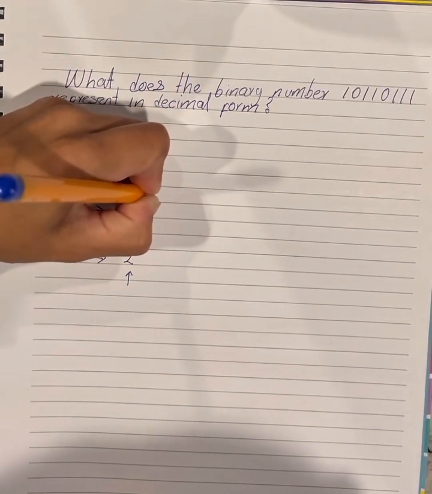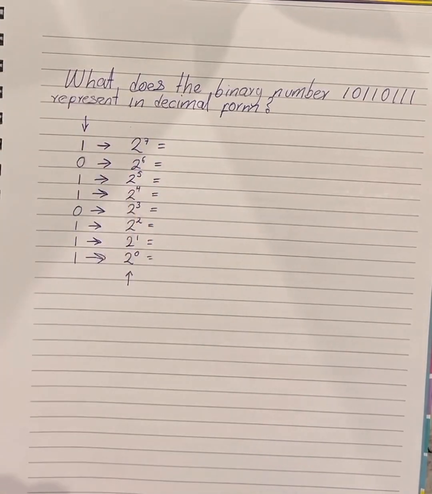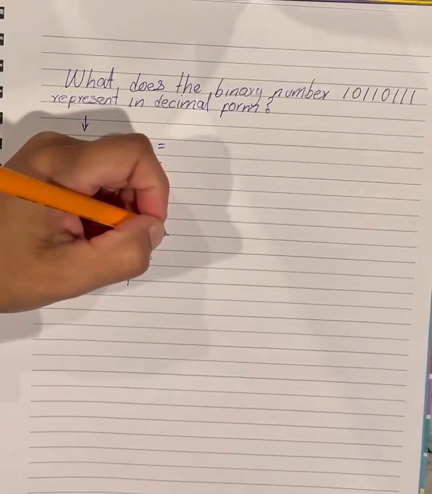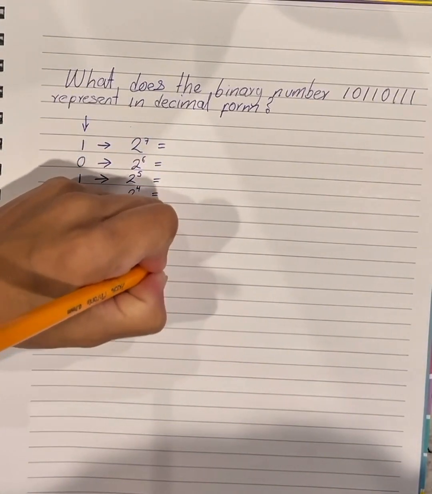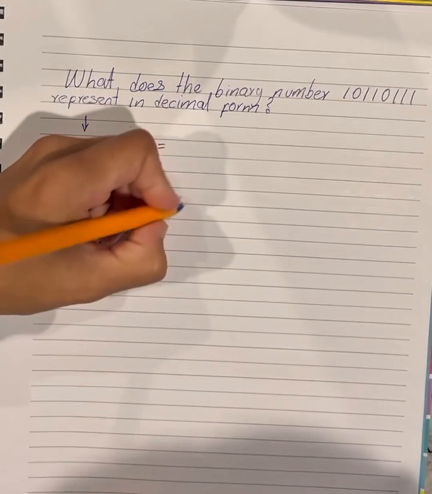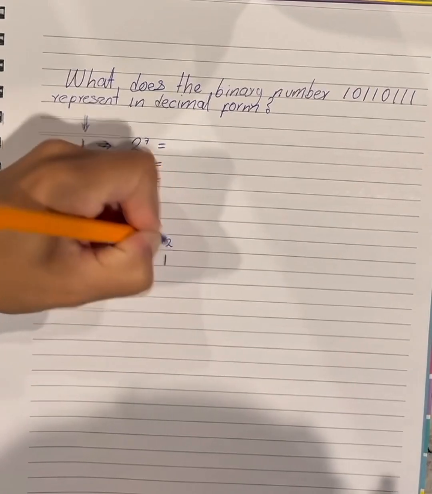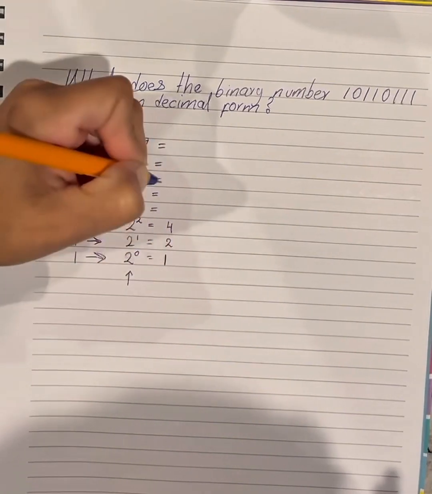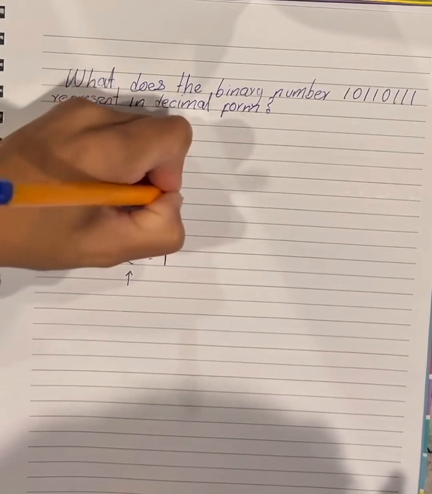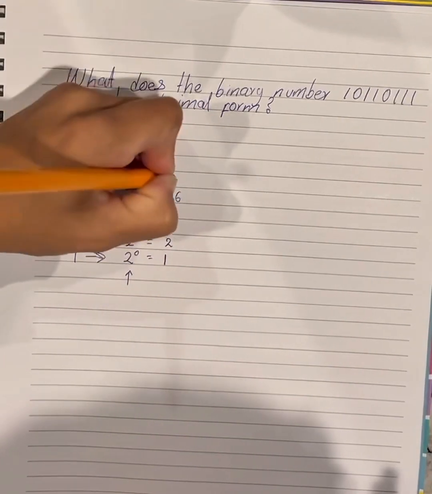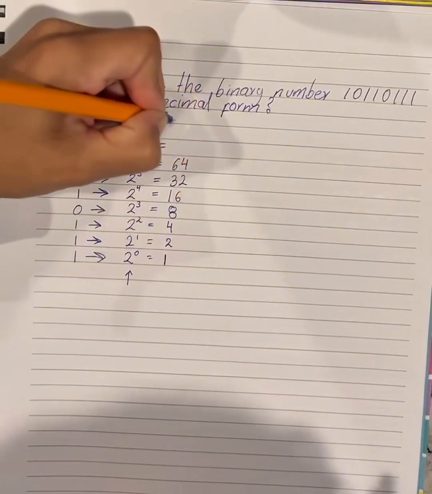Now we're going to raise the 2s to the exponents. As a rule, the exponent says how many times the 2 is being multiplied. So 2 to the 0 is actually 1. And then as we move up, 2 to the 1 is going to be 2, and so on and so forth.